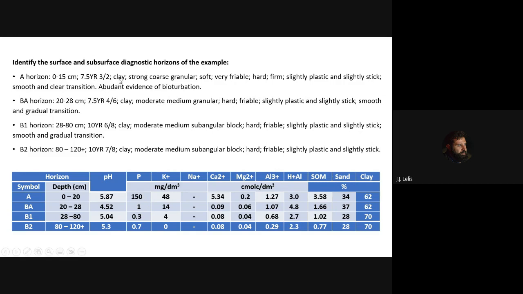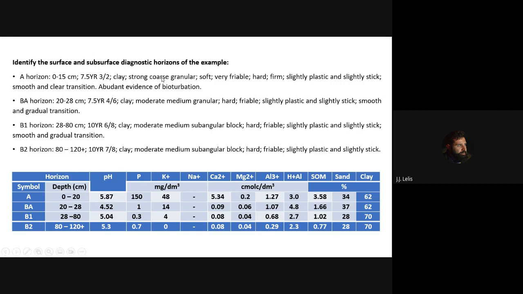And the texture is classified as clay. So the clay content is high, and we can see here that we have 62% of clay. That's quite high, okay? The structure is classified as strong, coarse, granular. So the grade is strong, so it possesses a strong development.